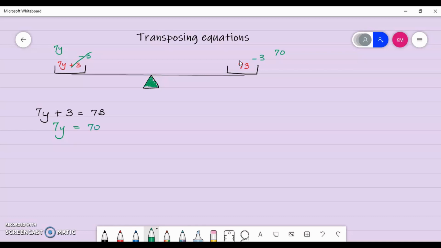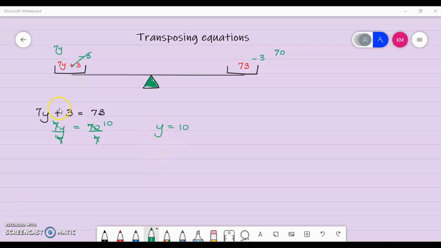Now, I need to solve for y. I still have that 7 in front of my y. 7y means 7 multiplied by y. So to get rid of that 7, I need to divide by 7. And if I divide by 7 on this side, I must also divide by 7 on this side. That 7 is going to cancel, and 7 into 70 is going to give us 10. So here we have y being equal to 10.